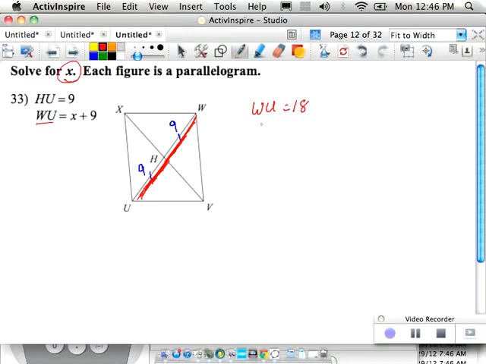This time it's asking me to solve for x. Well, if WU equals 18 and WU is also x plus 9, let's try and figure out what that would equal for x. So this is an equation. 18 equals x plus 9. So I'm going to subtract 9 from both sides. And that gives me 9 equals x.